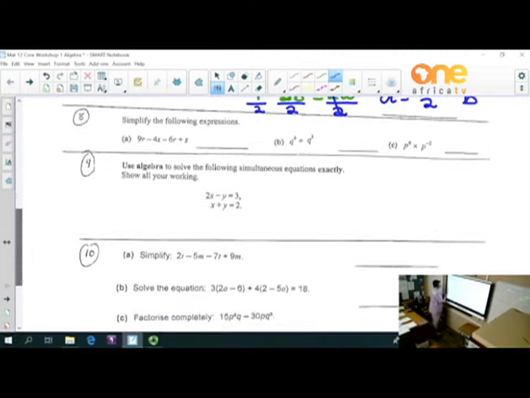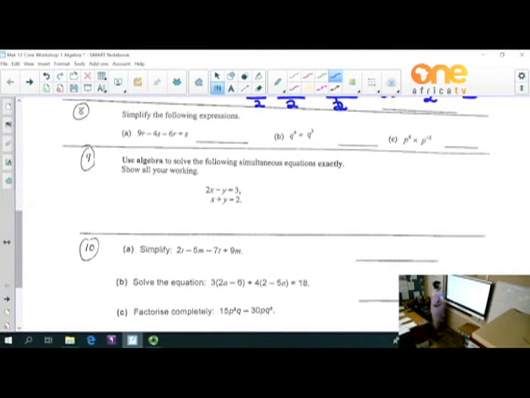Question 8. Simplify the following expressions. Now, this is very basic. It's again your indices rules. Remember, you can only add like terms. Only like terms. You can't add unlike terms. And again, it would be a good thing if you do this on your calculator. Use your calculator to get that answer.